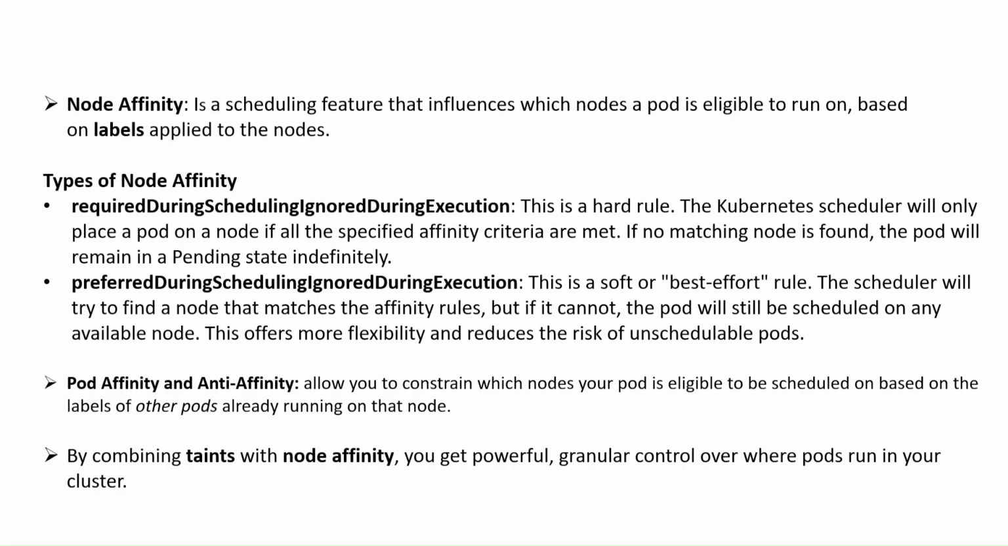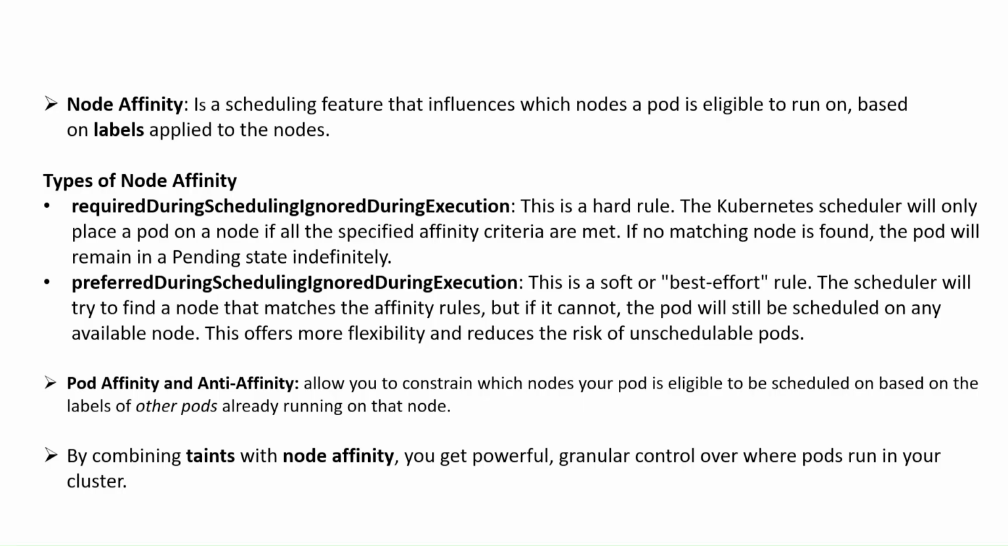Now coming to node affinity. Node affinity is a scheduling feature that influences which nodes a pod is eligible to run on based on labels applied to the nodes. The types of node affinity are requiredDuringSchedulingIgnoredDuringExecution. This is a hard rule. Kubernetes scheduler will only place a pod on the node if all the specified affinity criteria are met. If no matching node is found, the pod will remain in a pending state.